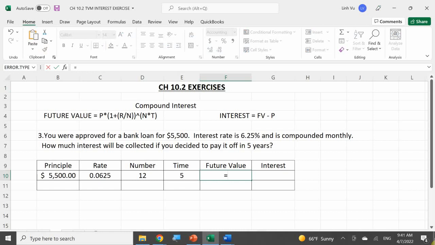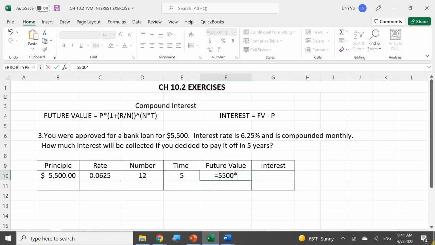My future value is going to be my principal, the 5,500, multiplied by the rest. And this is what I have to do because Excel is very straightforward. You have to tell it the order that you want to calculate it in. So the parentheses, if you remember from math, PEMDAS: parentheses, exponents, multiplication, division, addition, and then subtraction. That's the order of operations.